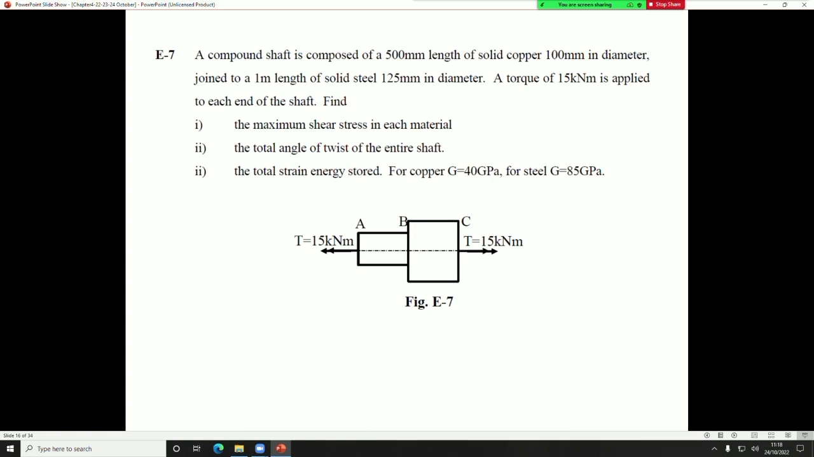So in question number 7, we've got a stepped shaft which is subject to a torque of 15 kilonewton meters. It's made of different materials. The left part is made of copper, and the other part is made of, I believe, steel. So the problem is asking us to find the maximum shear stress in each material, the total angle of twist of the entire shaft, which means the rotation of C with respect to A, and also the total energy stored. The shear moduli of both are given. So that is question number 7, slightly different.